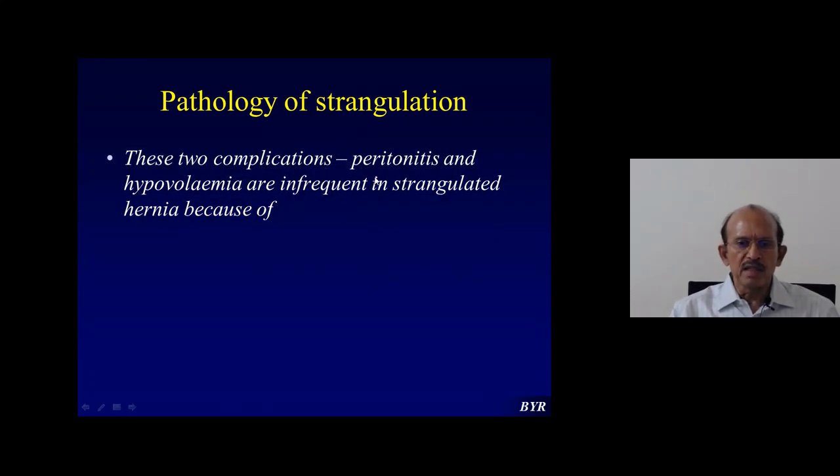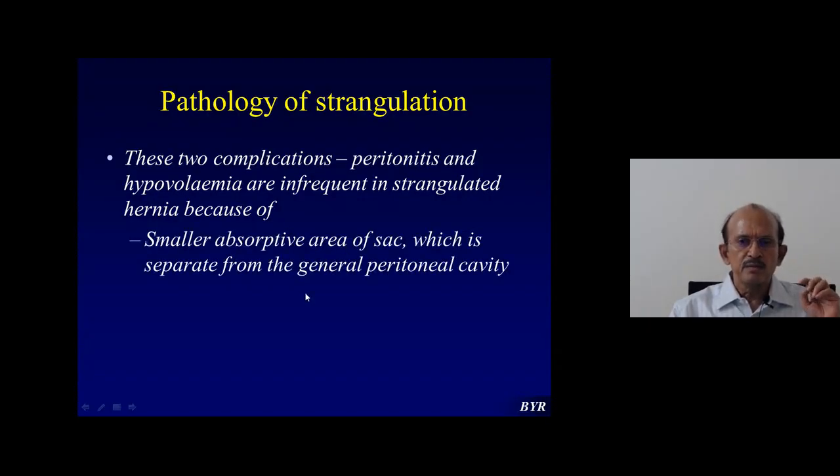So these two complications, that is peritonitis and hypovolemia, are infrequent in strangulated external hernia. In strangulated external hernia, that means when an inguinal hernia, for example, gets strangulated, the peritonitis and hypovolemia are usually not present, because only a small part of the bowel gets involved in that particular incident. So there is a lack of hypovolemia and peritonitis.